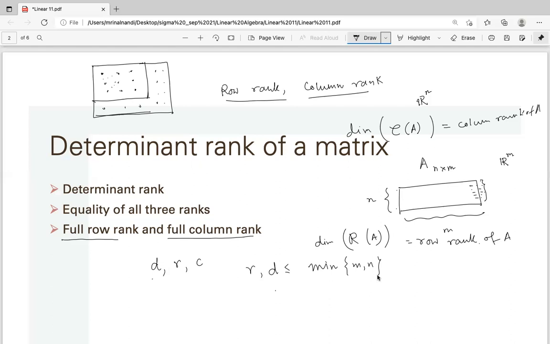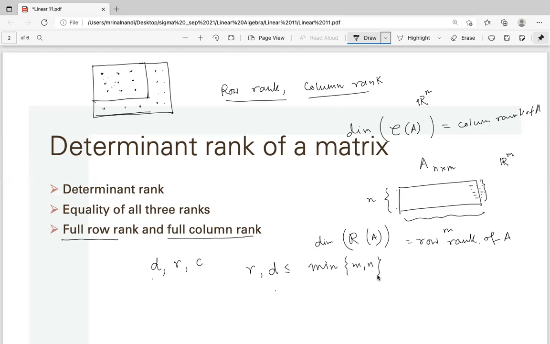Now this can be slightly complicated, but you can link with determinant rank. That will be easier. You just link with first determinant rank, show that the row rank is equal to determinant rank, and in a similar manner you can easily show that column rank will be same as determinant rank, because it is a similar way.